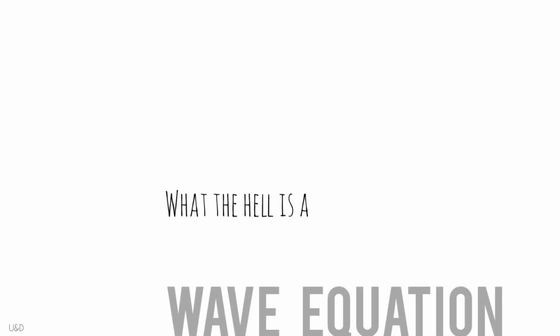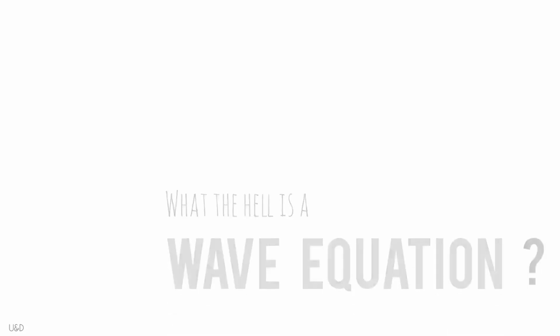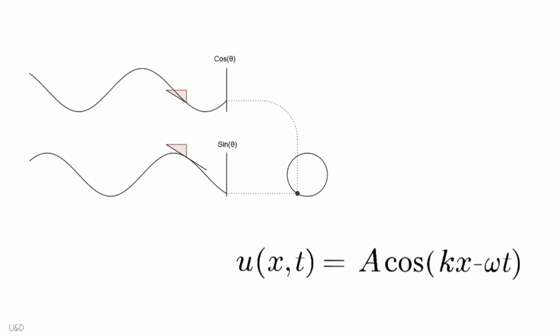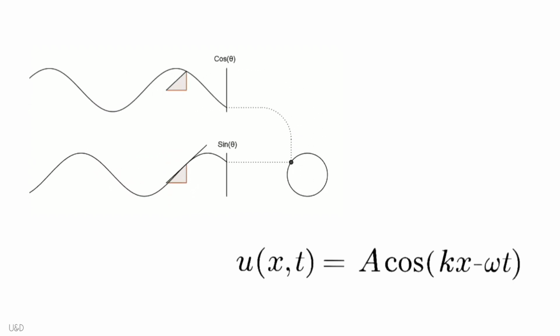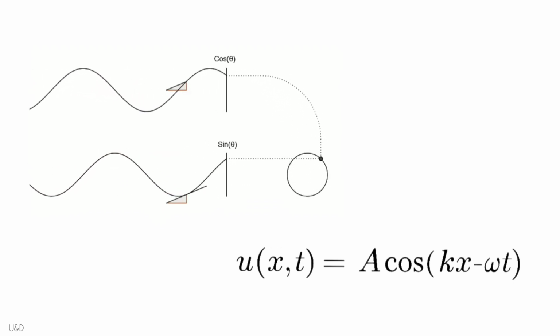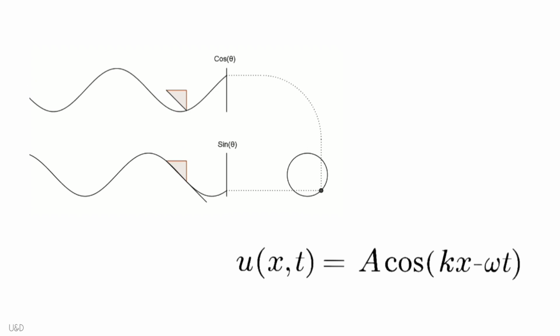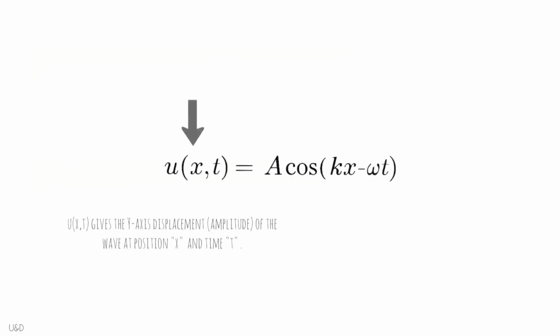What is the wave equation anyway? Let's break it down. For this explanation, we'll focus on the real part of the wave equation. Although the full expression includes the complex component, the real part is commonly used because it represents the physically measurable aspects of the wave. The wave equation is a function of both space and time, where x represents the position and t represents the time.